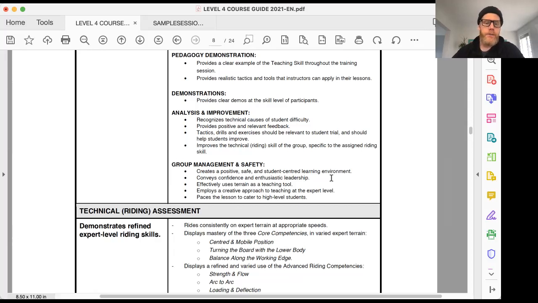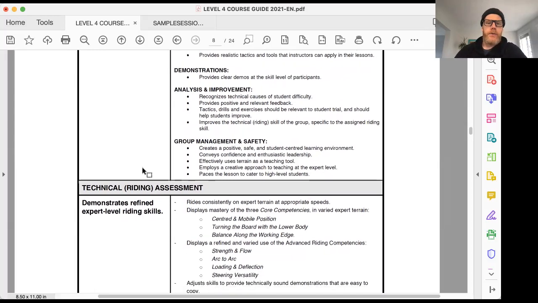Remember, it's a training session for instructors, but as we're working through advanced skills here, there's a certain amount of mileage that's required, and some pace and some student trial, and all of those things that you would incorporate into a high-level lesson can be incorporated into this session as well. So those are the big aspects that we're looking for from your session.